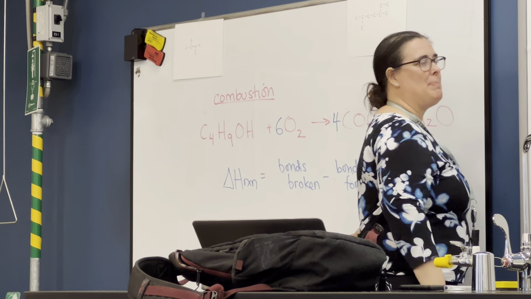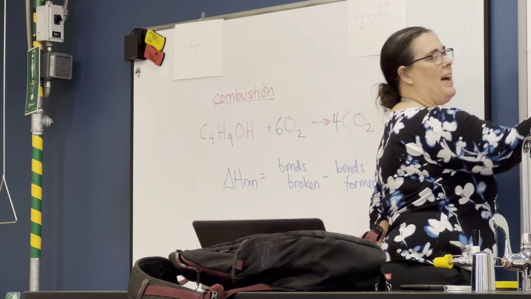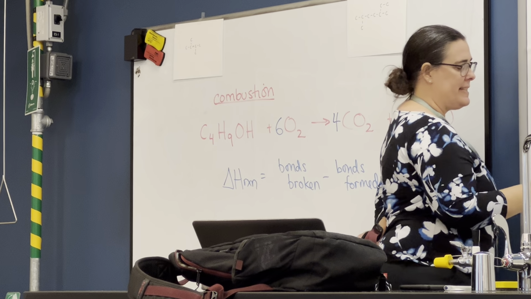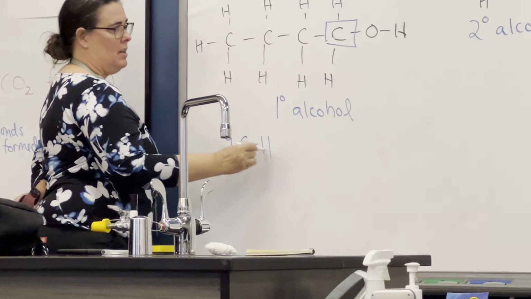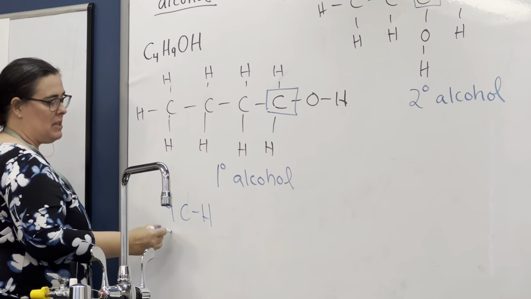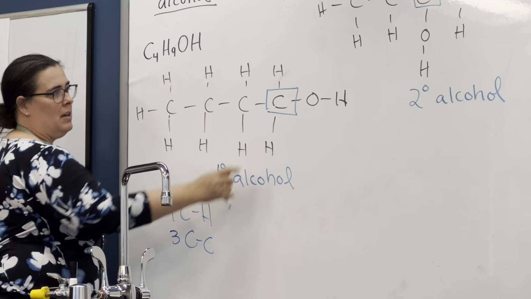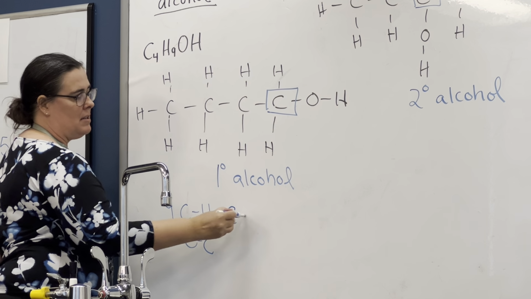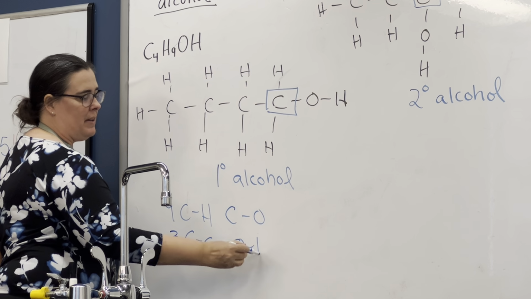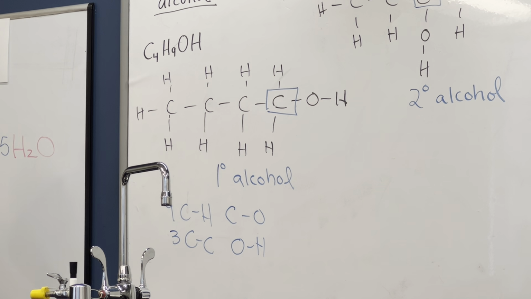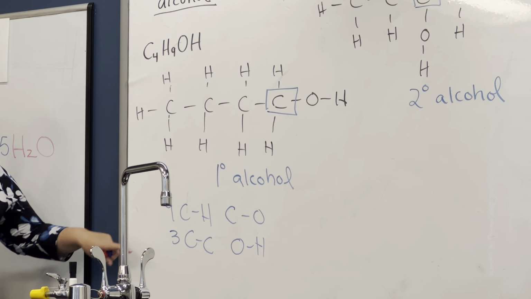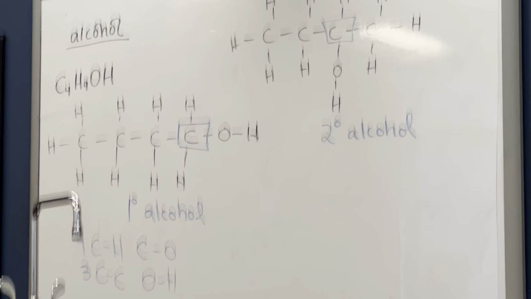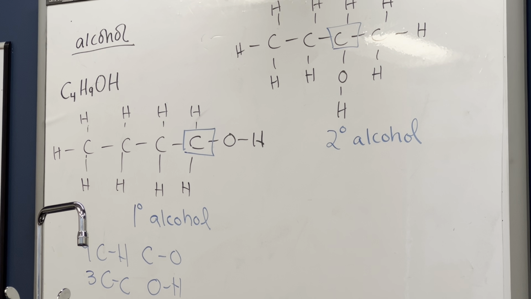What bonds would have to be broken here? I have 1, 2, 3, 4, 5, 6, 7, 8, 9 CH bonds. I have 1, 2, 3 CC bonds. I have 1 CO bond. And I have 1 OH bond. How would that compare for the one that's maybe most different, the tertiary alcohol? 3, 6, 9, 1, and 2. Same CH, but it doesn't have the OH bond.